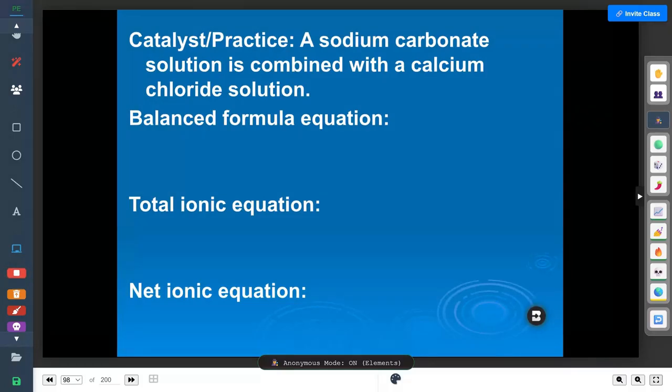All right, so we're going to start with our catalyst here. And we have a sodium carbonate solution combined with a calcium chloride solution. And we are going to start with polonium. And so you are going to give us the balanced formula equation, and I'll write it down. All right, go ahead.